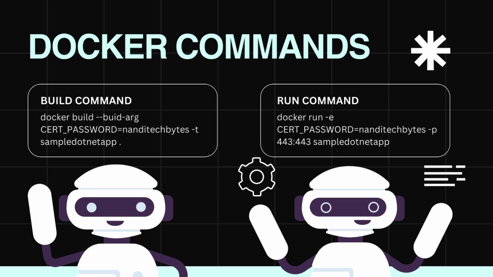Now moving to the docker run command, it is used to run a Docker image. With docker run, we have passed -e to pass the value for cert password as an environment variable, which will be required by our container during the runtime, as this is an argument in the Docker file. Next, we added -p to publish our application on port 443. The left-hand side 443 is to map our localhost port, and the right-hand side 443 after the colon is to map the container port. Then at the end, we pass the name of the Docker image that we want to run.